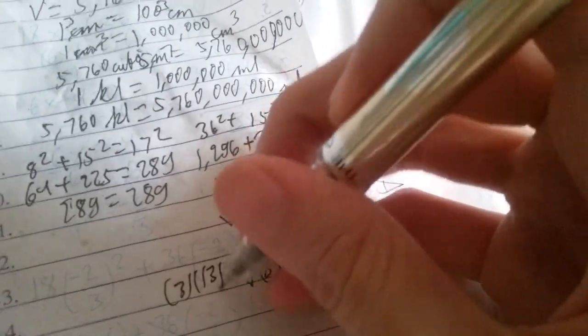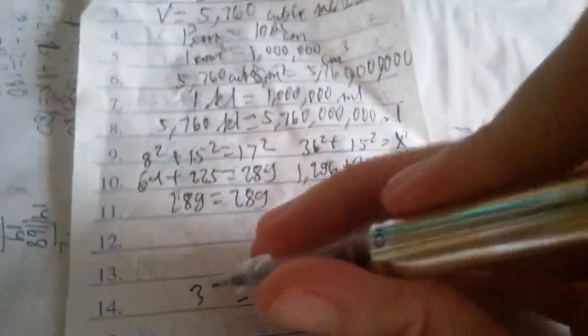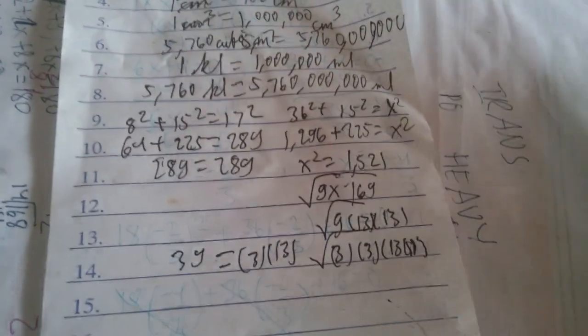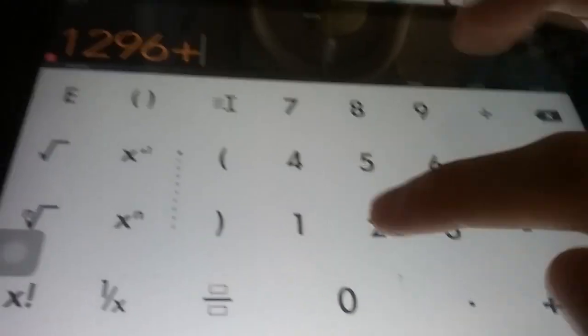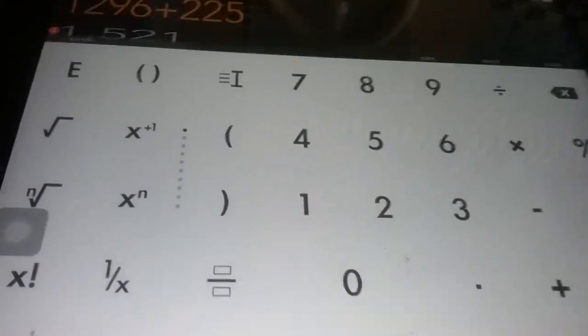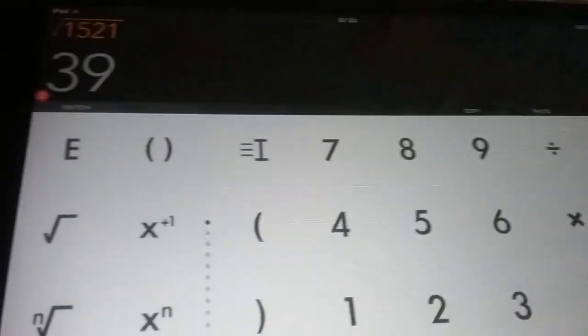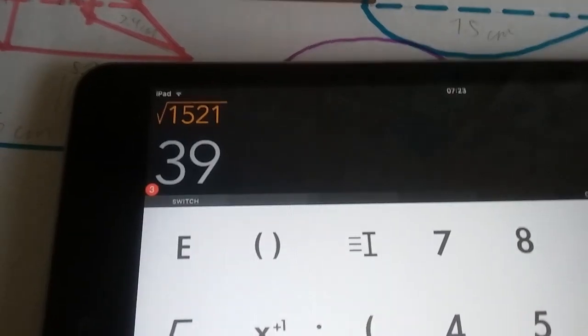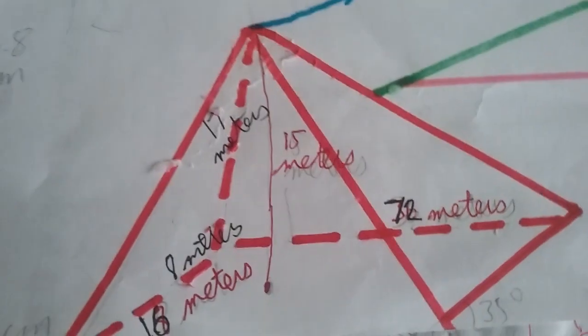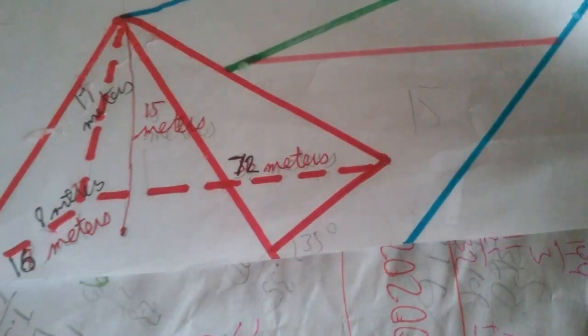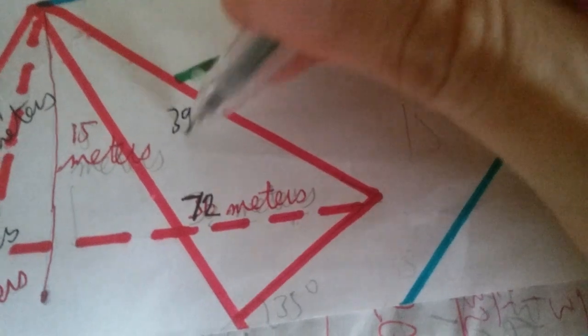So we can just factor this out, and we should get 3 times 3 times 13 times 13. Then we just put out one of the pairs. So therefore, it's 3 times 13. And then, the answer is 39. So therefore, that must be the answer. The square root of 1,521 is 39. To verify with our calculator, we should get something like this, right? Yes, 1,521, it's verified that the square root of 1,521 is 39. So therefore, the hypotenuse of this triangle is 39 meters.